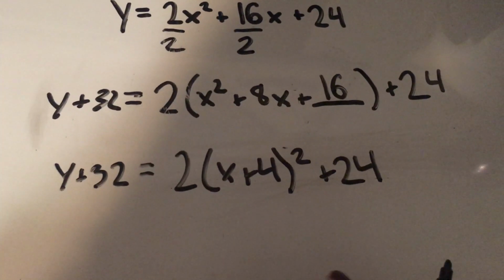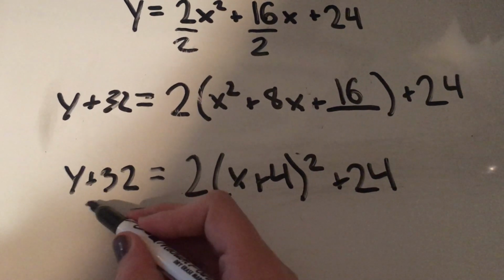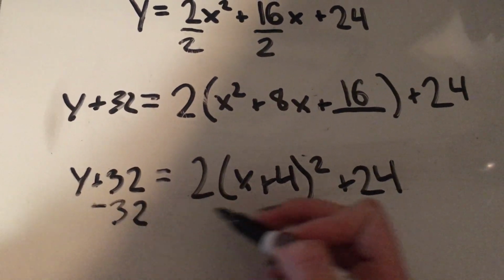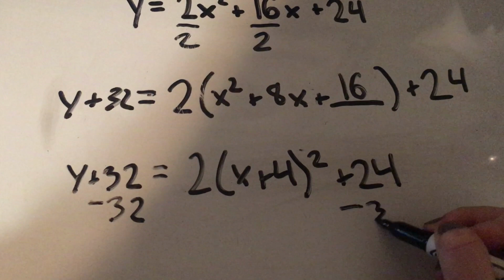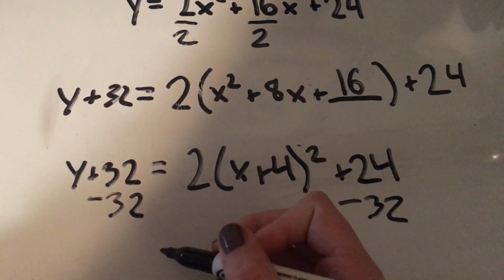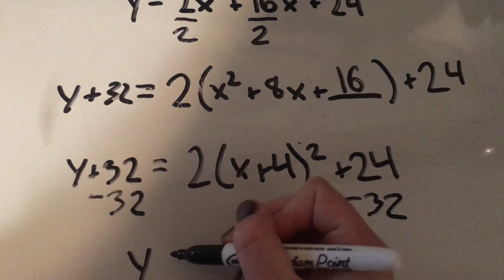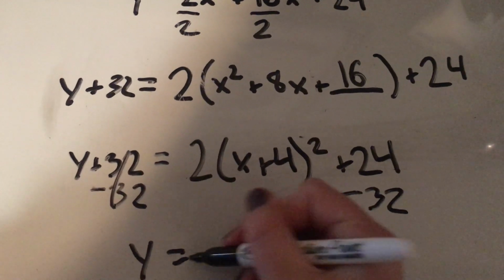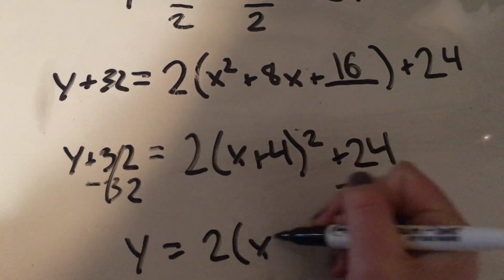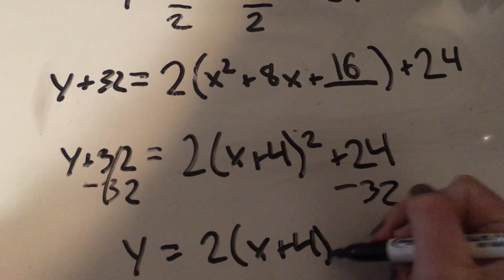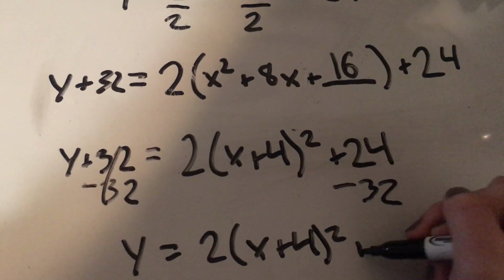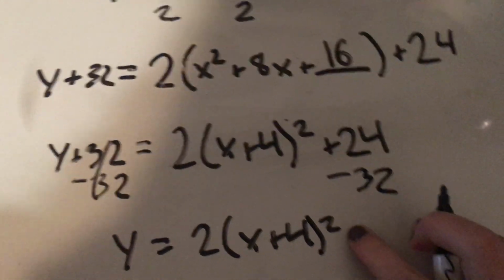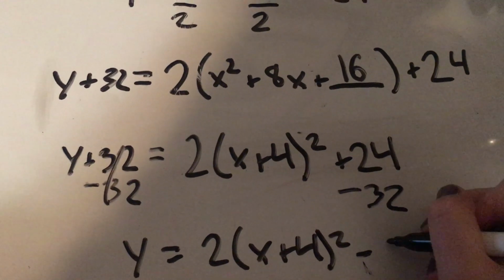Now this is looking very close to vertex form. All we need to do is get y by itself, so we're going to minus 32 on one side and minus 32 on the other side. So now we've got y equals 2, and then in brackets x plus 4 to the power of 2, minus, and that's going to be minus 8.